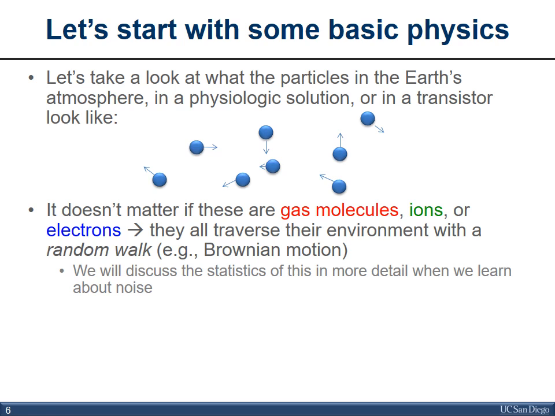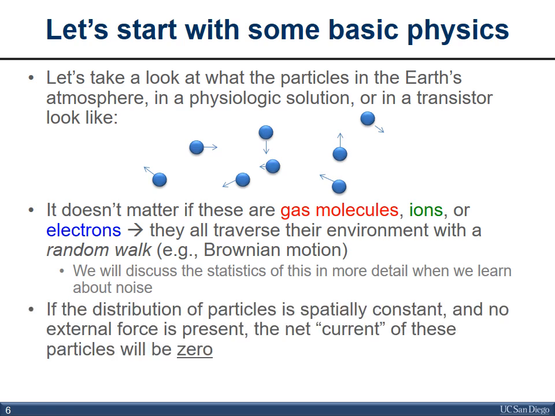Now we're going to discuss the statistics of Brownian motion in a little more detail when we get into descriptions of noise. But for now, let's say if there's no force being applied to any of these particles, then they're just going to move around, randomly bumping with some amount of thermal energy. Okay. If the distribution is constant and there's no external force, the net current is going to be zero.